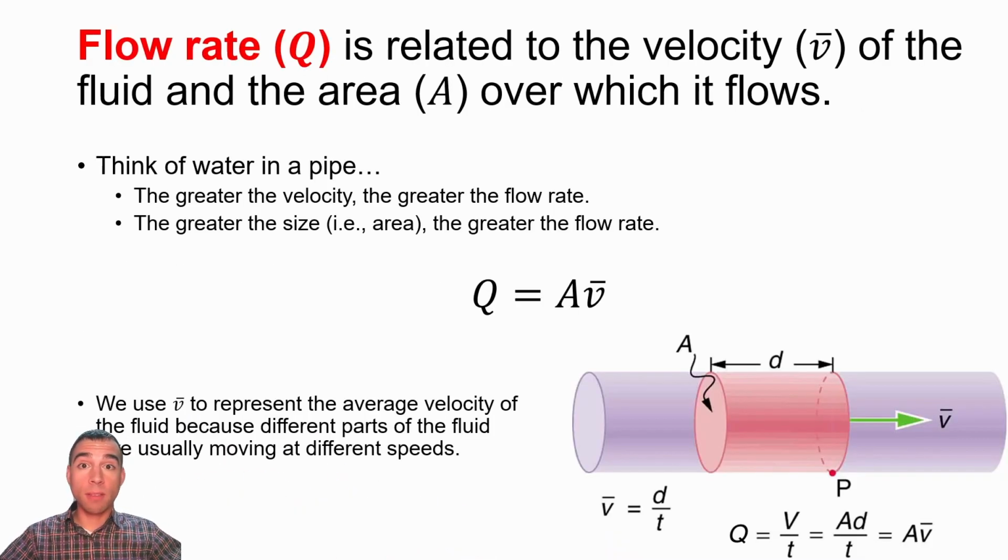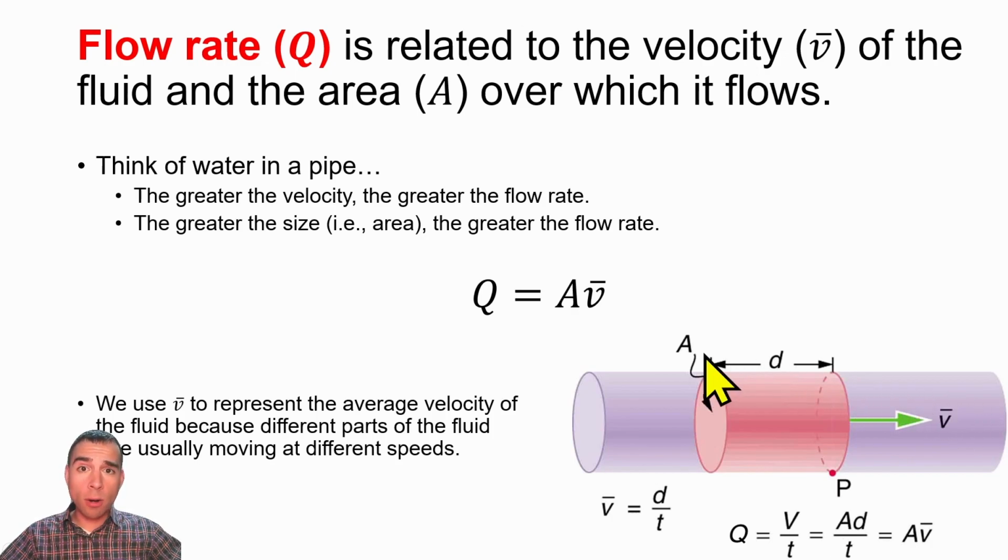Another way of representing the flow rate is based on the area through which the fluid is flowing and the speed at which the fluid is flowing. So you have to be very careful not to mix up the flow rate, Q, which is a volume given in some amount of time, and the velocity or the flow speed, V, which is measured in meters per second.